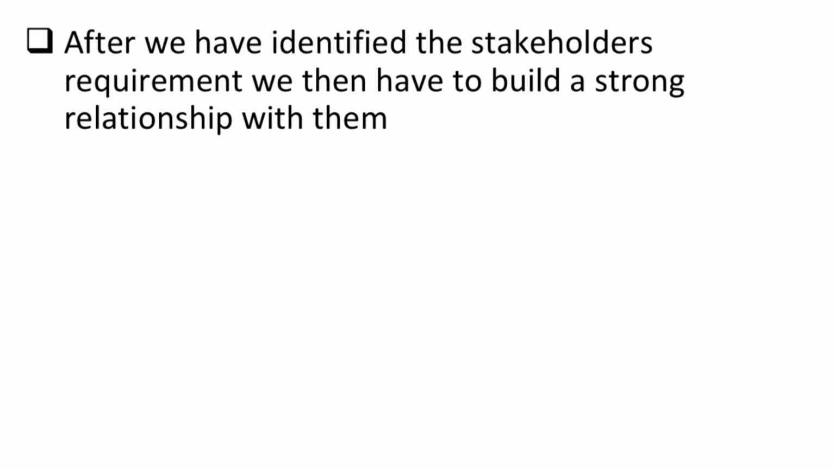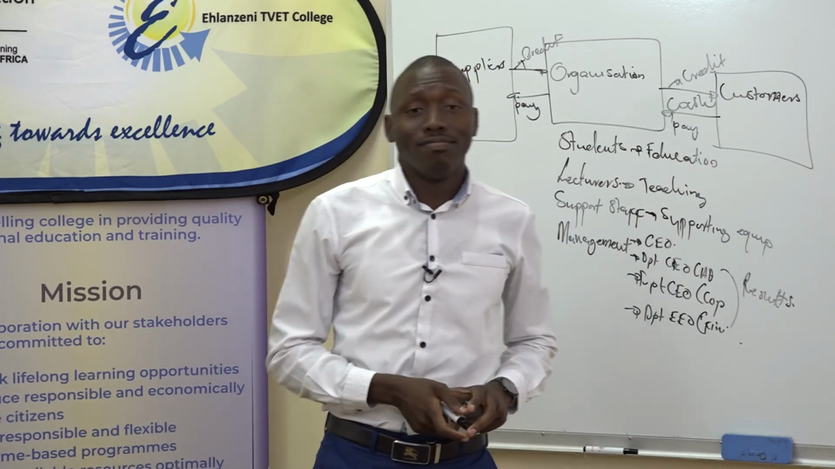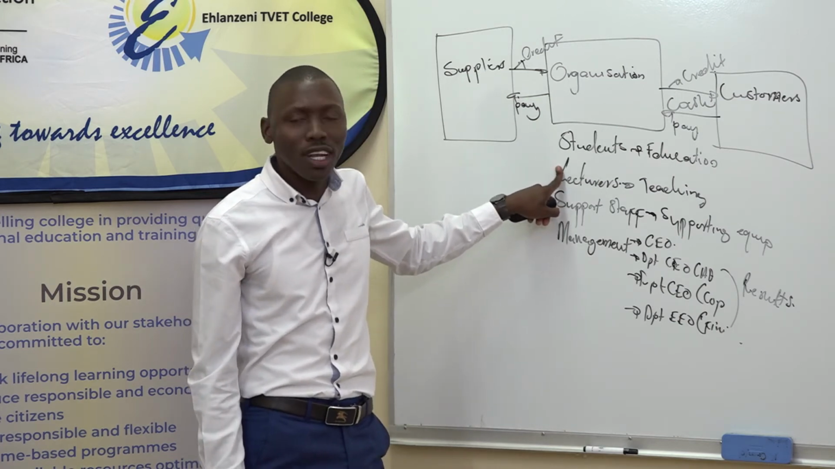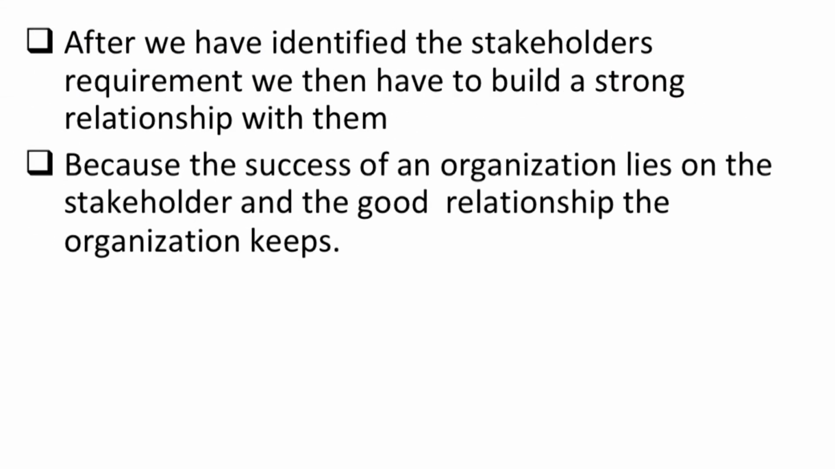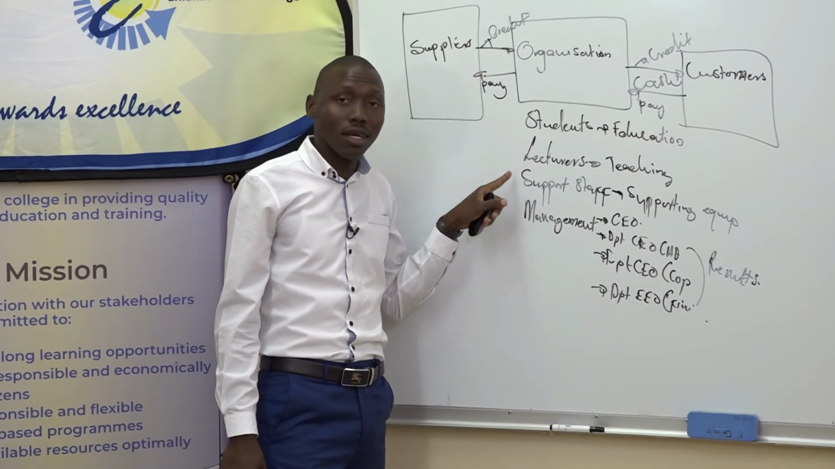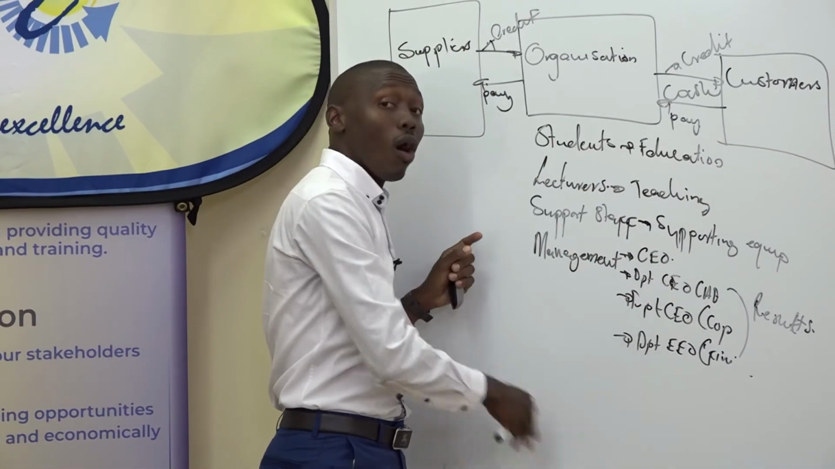After we have identified the stakeholders' requirements, we then have to build a strong relationship with them. Remember, we said we need these people. The success of the organization lies on stakeholders. Ehlanzeni TVET College, other colleges within the country cannot meet their objectives without students. Colleges cannot meet their objectives without lecturers, support staff, as well as management. So the success of the organization lies on these stakeholders.